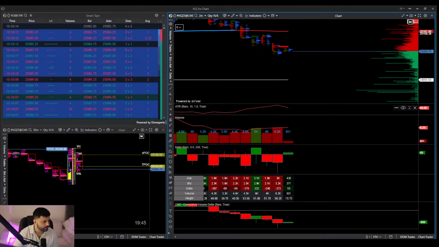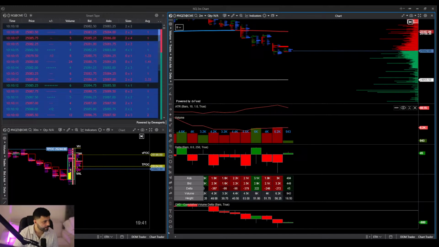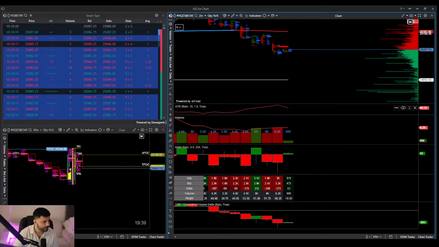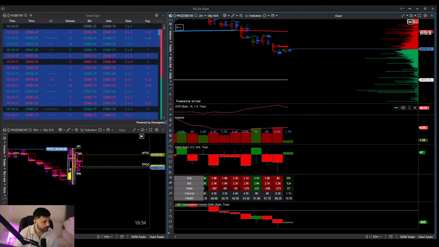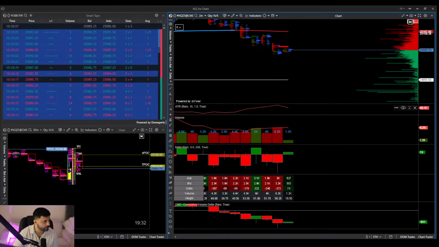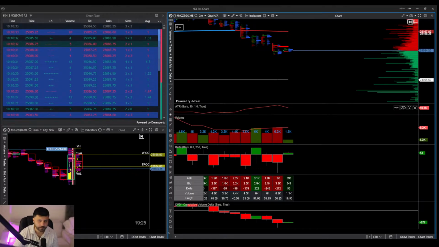Damn, SPY had a massive rally. ES didn't move that much though. That's a bit weird. Yeah, back under zero gamma on SPX. Trying to hold here, look.